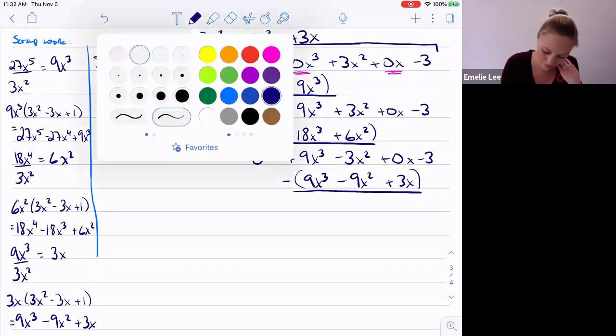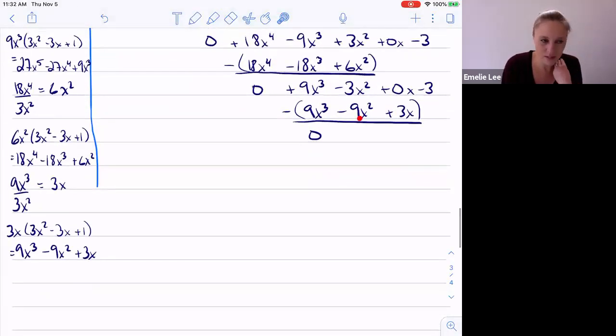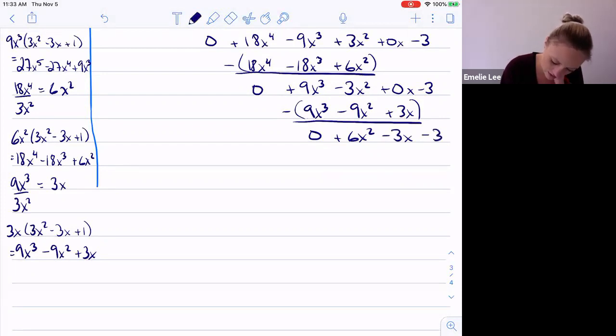9 minus 9, oops, is 0. Negative 3 plus 9 makes positive 6, so plus 6x squared. And then 0x minus 3x is minus 3x. And then bring down that minus 3. Okay.